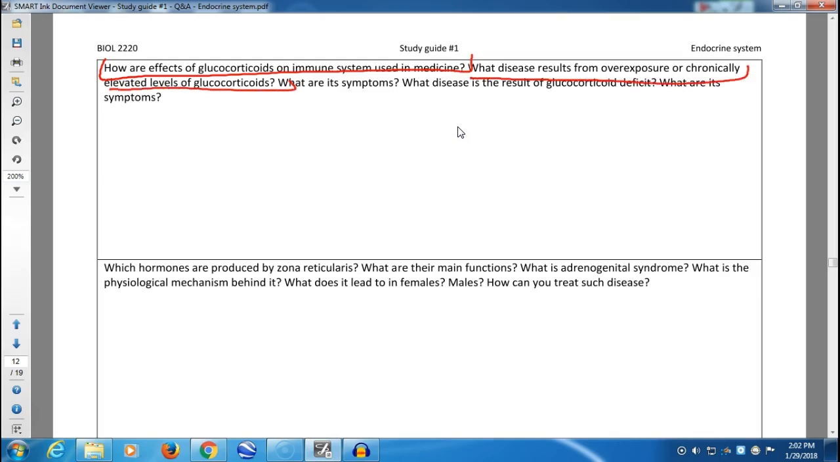Results from overexposure: high cortisol leads to disease, like the syndrome called Cushing's, which is characterized by obesity and specific fat accumulation, buffalo hump and moon face. The deficit of glucocorticoids is Addison's. Now, if I tell you that you have a patient with Cushing's disease because of, I don't know, an adrenal tumor, okay? A cortical tumor in the adrenal gland. So the patient constantly overproduces cortisol.